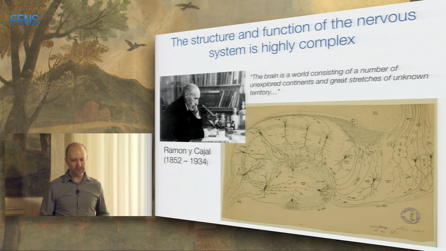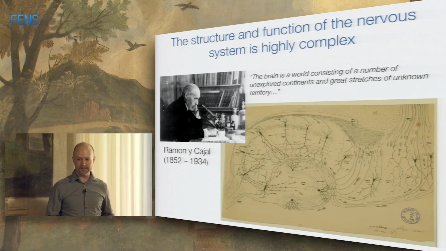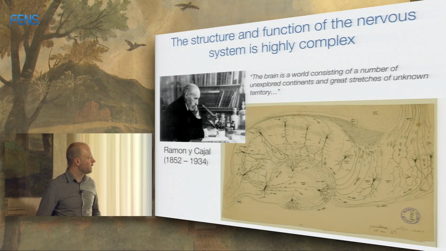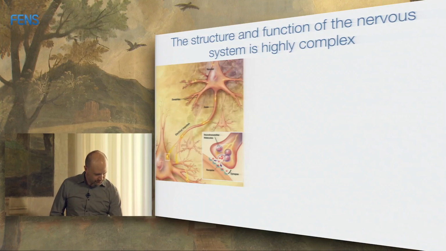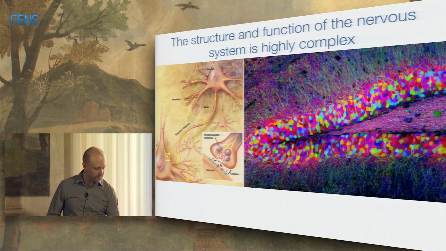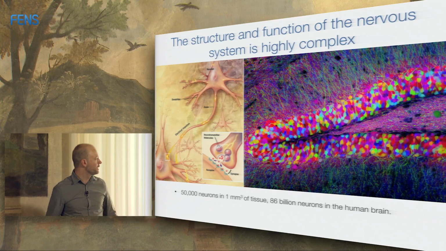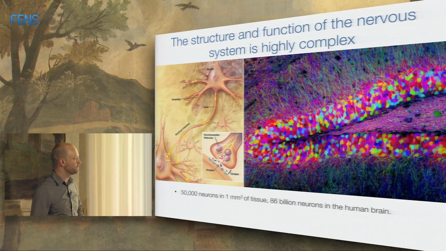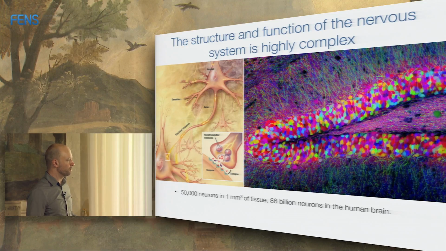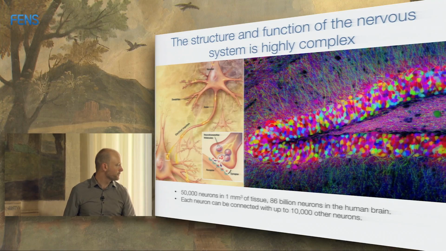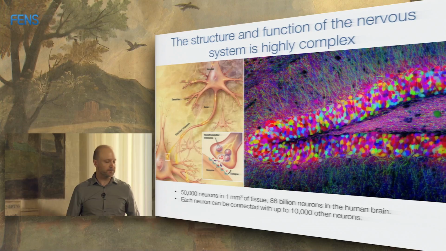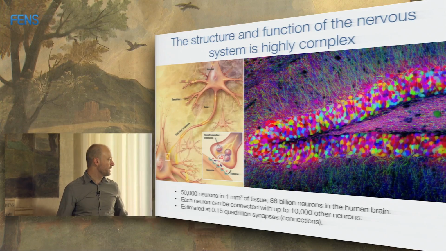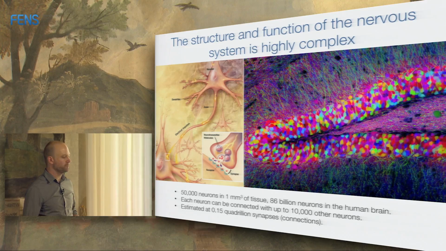So the question is, how do we actually study this in a systematic way so we can really understand the function of these neural circuits? And just to put this problem into perspective a little bit, these are some estimates of cell types and connections. Within a single cubic millimeter of tissue, there are approximately 50,000 neurons. In the entire human brain, we have about 86 billion neurons. Each neuron can be connected to up to 10,000 other neurons, and this gives us about 0.15 quadrillion synapses or connections.